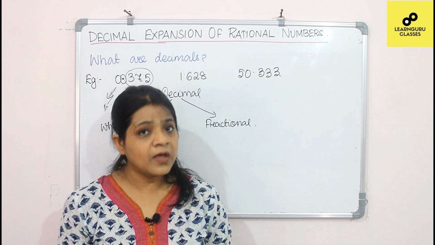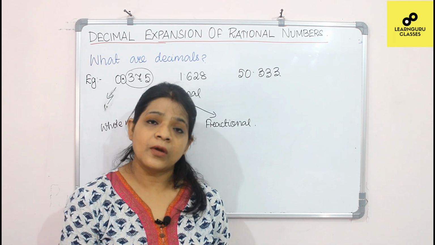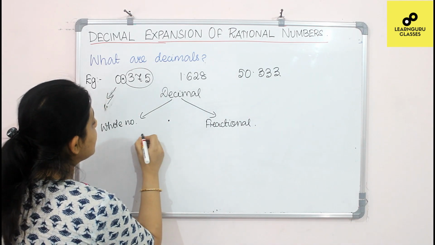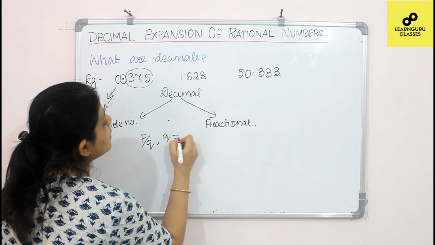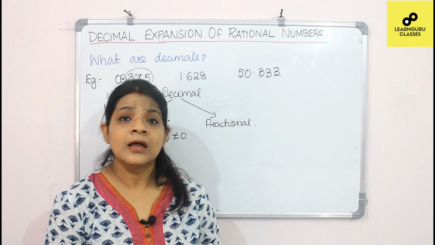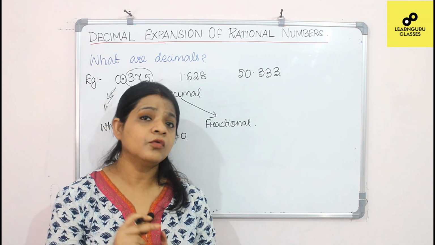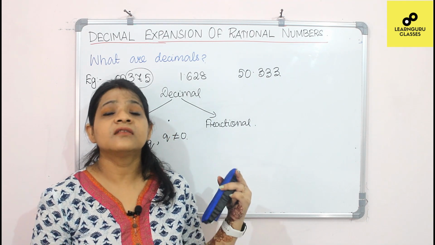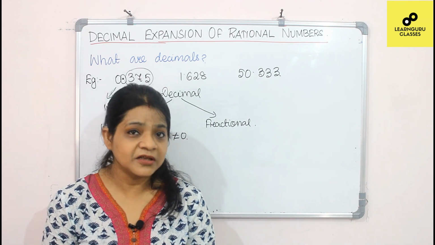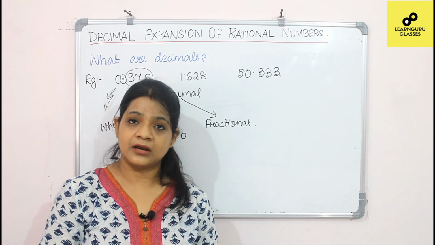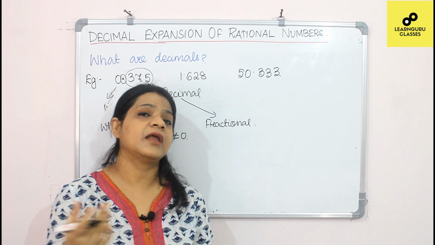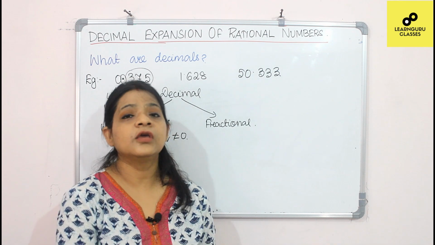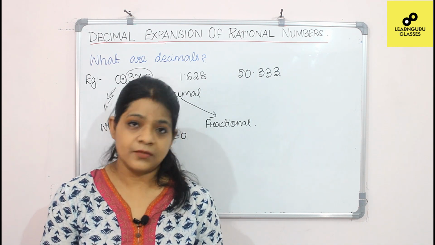There is another way of defining a decimal. Any number that can be expressed in the form of p by q, where q is not equal to 0, is also called a decimal. Can you relate to this? If you have studied the definition of a rational number, you can say that yes, this matches the definition of a rational number. A rational number is any number that can be expressed in the form of p by q, where q is not equal to 0.